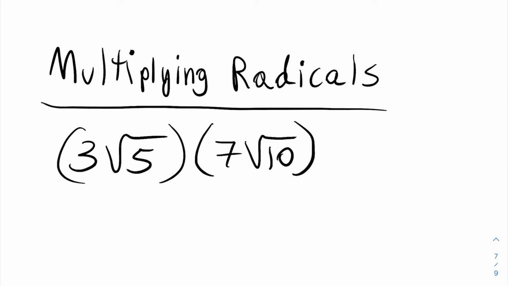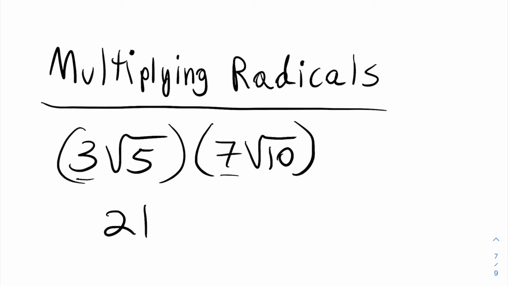Well, each one of these radical expressions has a rational factor multiplied by an irrational factor. For instance, in the 3 square roots of 5, 3 is rational, you can count to 3. The square root of 5 is an irrational number. And in the second one, 7 is rational, and the square root of 10 is irrational. The way we multiply them is we multiply the rational factors, the 3 and the 7, because we know the product of 3 and 7 is 21. And then we multiply the irrational factors.